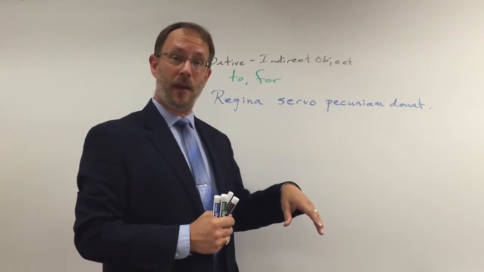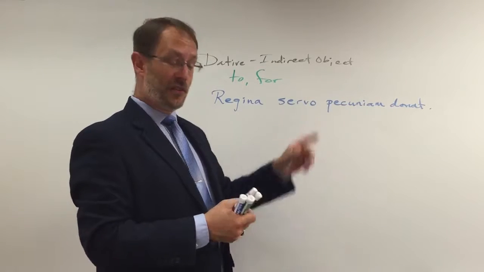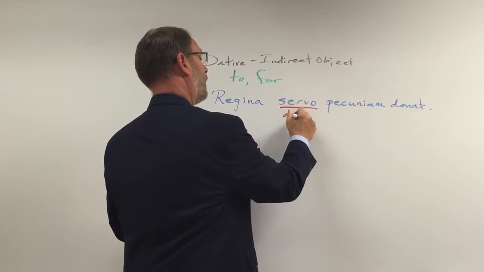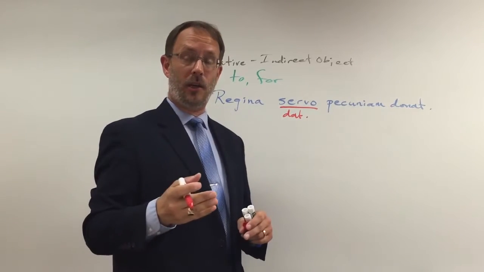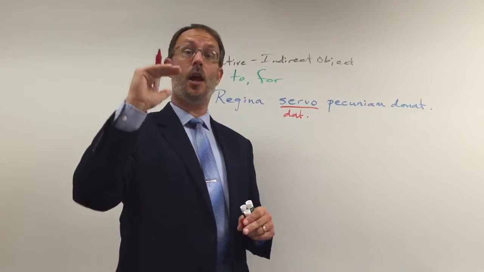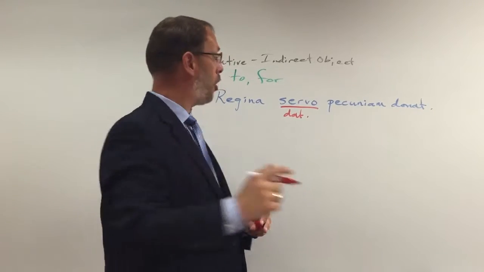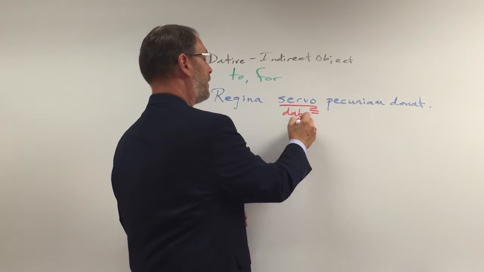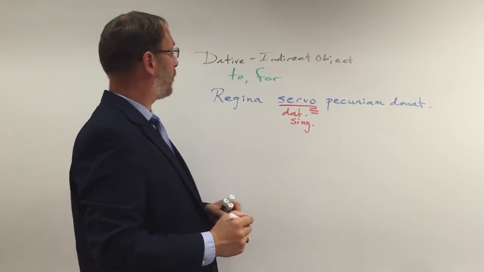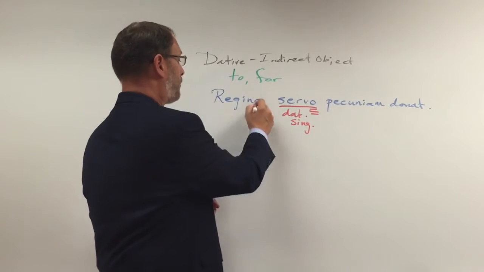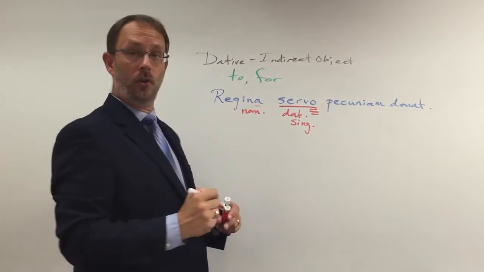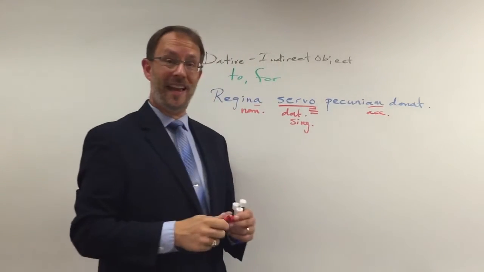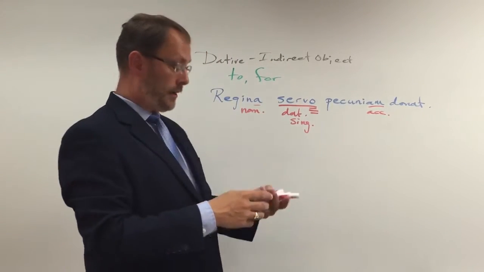So again, if you know your case endings, you're going to see that servo is the dative case, right? Because you think about in second declension, the endings us, e, o, there it is, o, there's the o for the dative case. In fact, it's dative singular. All right, so we know that Regina is nominative because of her a on the end. We know that pecuniam is accusative because of the am on the end. And so putting that together, what do we have?